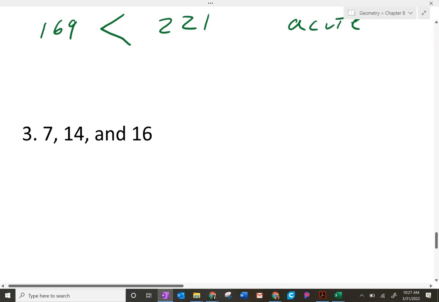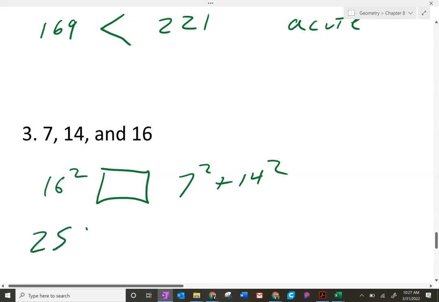Perfect. All right. For the people that worked it, everyone I saw got it right. So again, we had 16 squared. This box, whatever it is, 7 squared plus 14 squared. I'm going to skip over some steps. I got 256. And this side was going to be 245. You should have figured out this side was the bigger one. So it is obtuse.